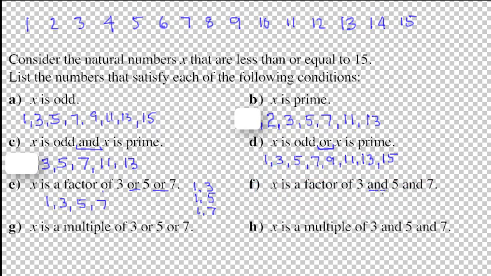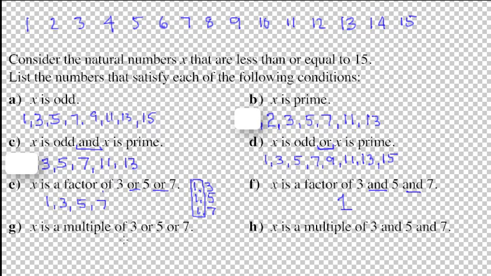Now they do it again, but they say and. So we're looking at the same group of numbers, factors of 3, factors of 5, factors of 7, but now they want a number that's a factor of 3 and a factor of 5 and a factor of 7. Well, there's only one number that's all of those things at once. 1 is the only number that's a factor of 3 and also of 5 and also of 7. So and means you've got to hit all of the requirements, or means just hit any one requirement and you're good.